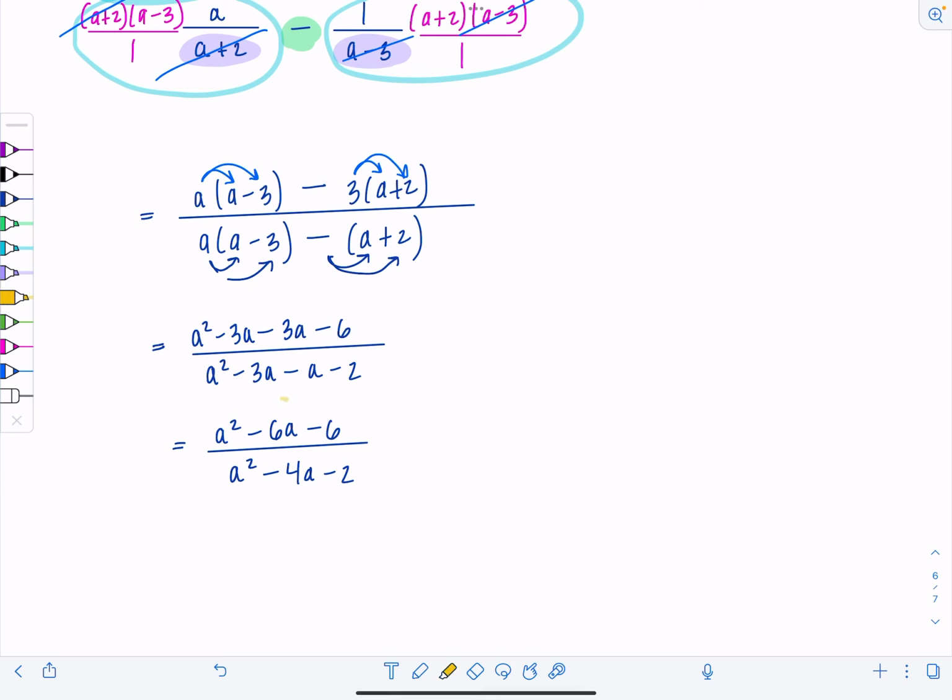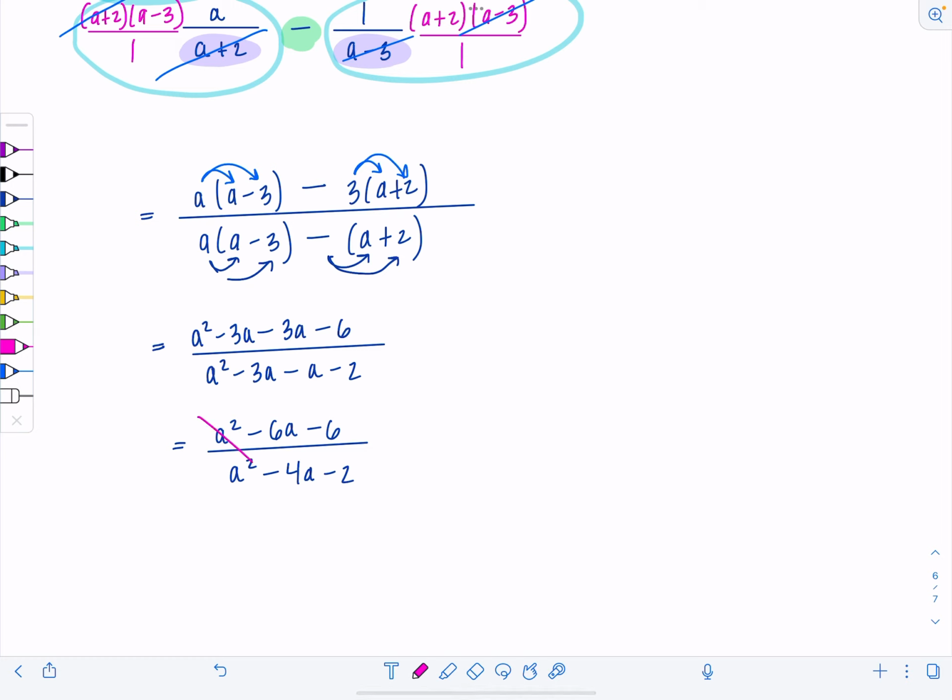Okay, does the numerator factor any further? No, there's no two numbers that multiply to -6 and add to -6. So that's done. If you want to think of it, it's basically a factor like this, right? It's prime. Does the denominator factor? Can you think of two numbers that multiply to -2 and add to -4? Me neither. So that's a factor basically like that. They're each prime. So that means there's no more canceling that can happen. This is your final answer.